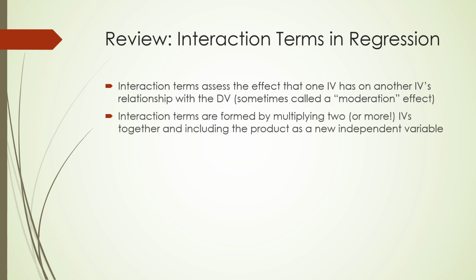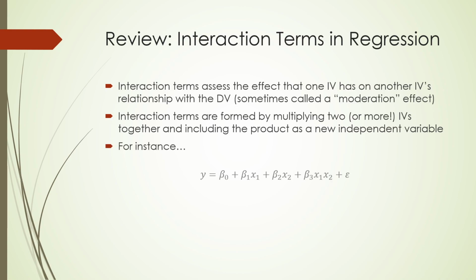Interaction terms are created by simply multiplying the two independent variables together, and I can have interaction terms with more than two independent variables, but I would multiply as many terms as I have. I literally multiply them together and include that product as an independent variable. Product is just the result of multiplying things. So I literally multiply them together and include the result in the model as a new variable.